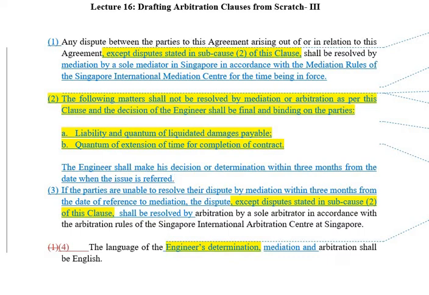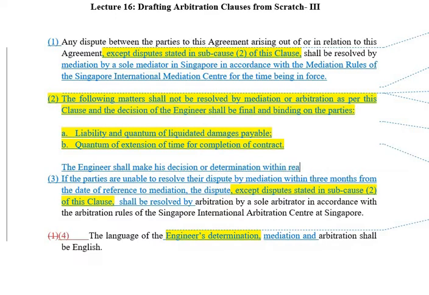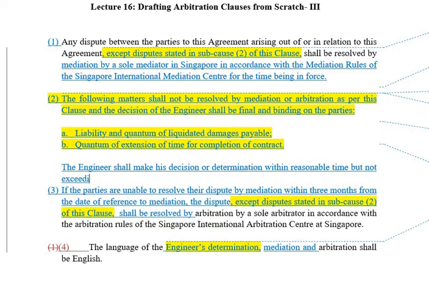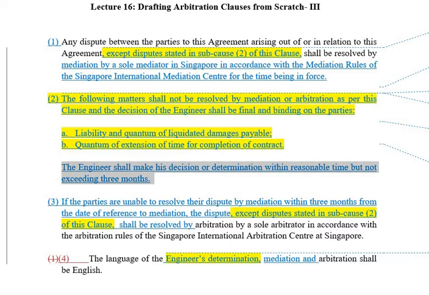Alternatively, since this is a part of the contract management related issue, you can have a slightly open-ended obligation saying that the engineer will make his determination within reasonable time, but not exceeding 3 months. So there are various permutations and combinations available. Nothing wrong in having a specific time limit for determination by the expert.